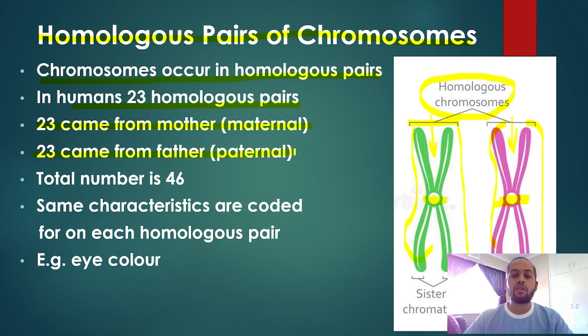23 comes from the father, referred to as paternal. And together, we have a total of 46 chromosomes. The same characteristic is coded for on each homologous pair, for example, eye color. So what do we mean by this?